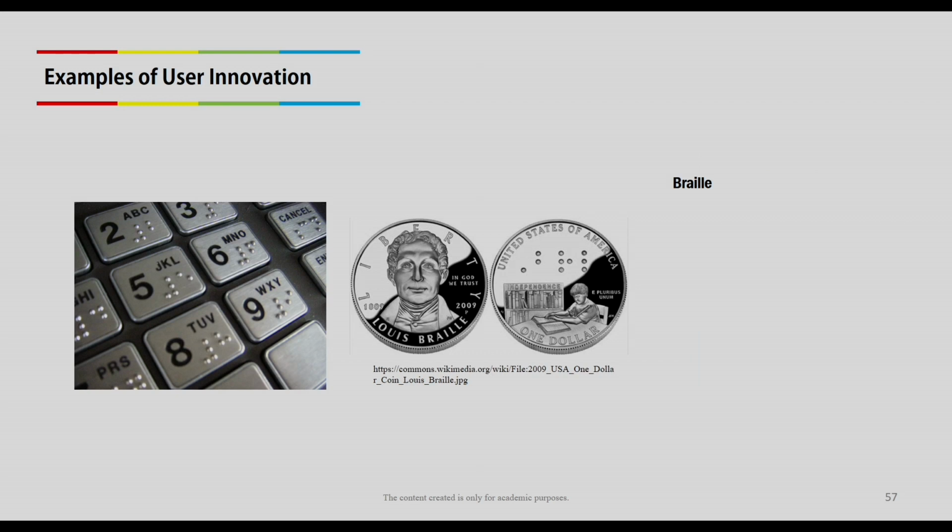Another story is from Braille. Braille is a tactile writing system used by people who are visually impaired. Braille used a military code called night writing, developed by Charles Barbier in response to Napoleon's demand for a means for soldiers to communicate silently at night and without a light source.